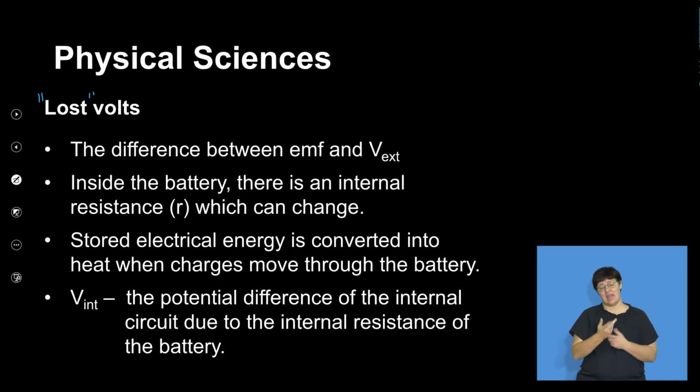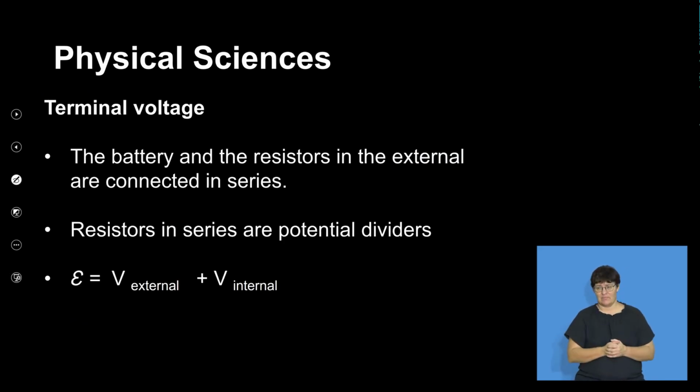So inside the battery, there is an internal resistance r, which can change depending on the type of source that is used. Stored electrical energy is converted to heat when charges move through the battery. So what about internal voltage? This is the potential difference of the internal circuit due to the internal resistance of the battery. When we talk about the battery and the resistors in the external circuit, the internal resistance of the battery and that of the light bulb are in series.